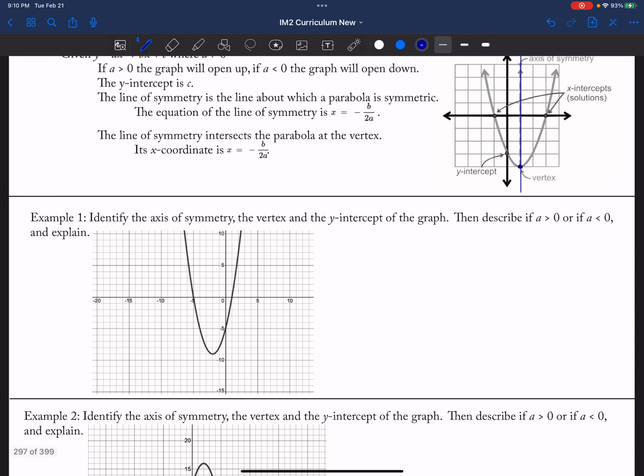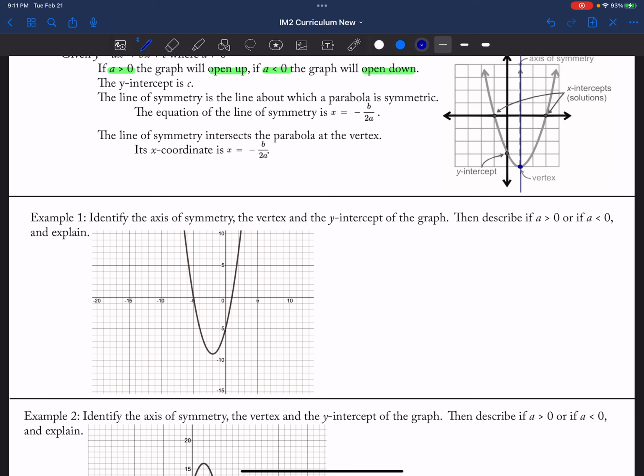First thing I'm going to start off with is having you identify what the line of symmetry is, what the vertex is, what the y-intercept is, and then describe whether, if the graph has an a that's bigger than 0, then the graph opens upward. And if a is less than 0, then the graph opens downward. Okay, so we're just going to describe everything that's here.